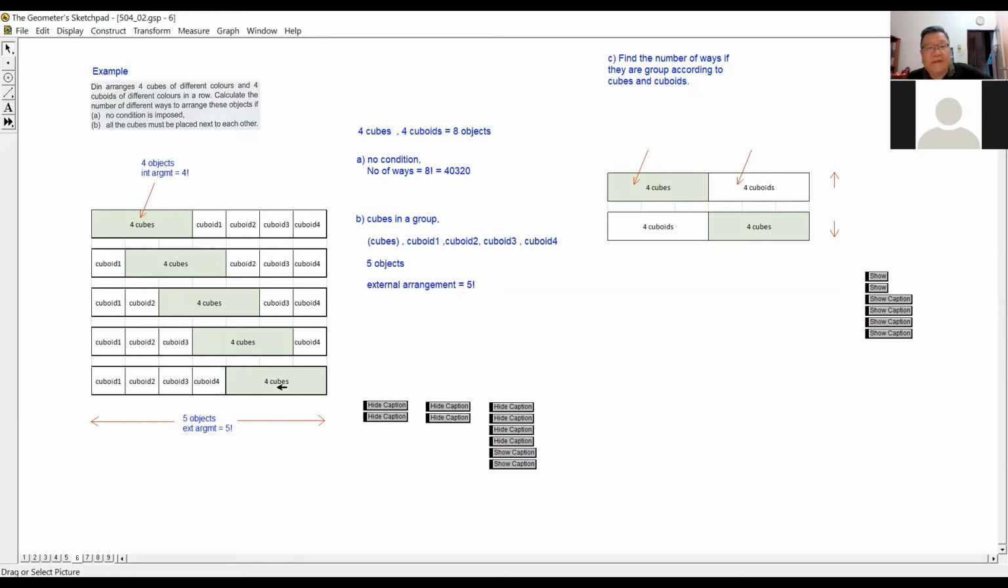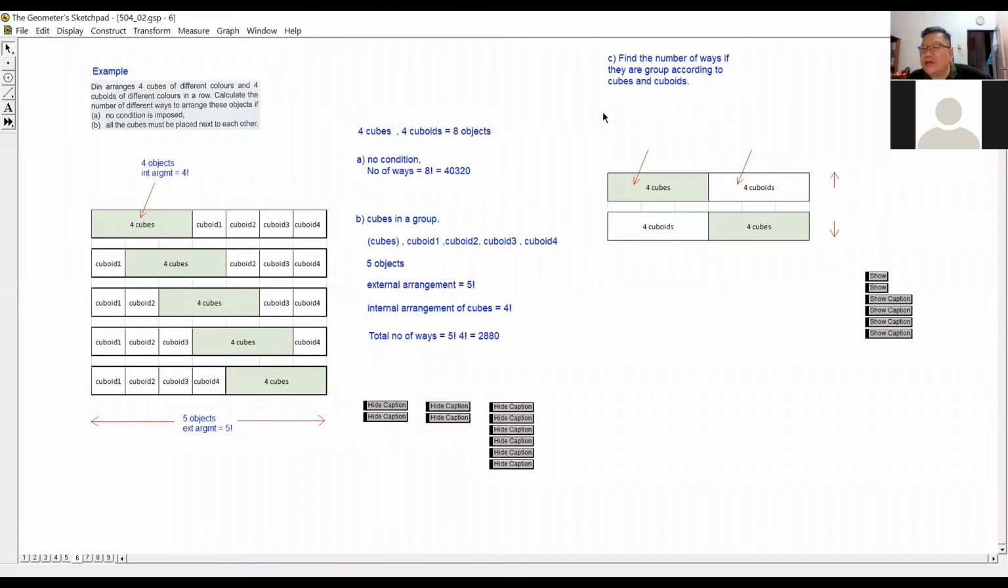However, the 4 cubes can arrange among themselves. So the internal arrangement of the cubes is 4 factorial. Because inside here also they can arrange white, blue, pink, orange, or pink, blue, white, orange, and so on. They can arrange among themselves. So how many ways altogether? 5 factorial times 4 factorial. That is 2880.